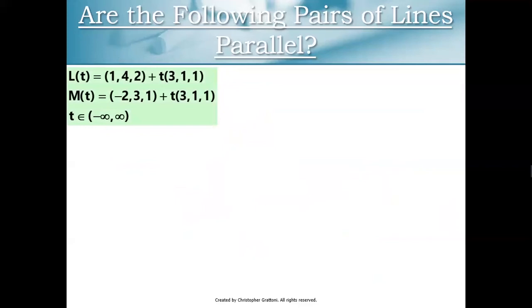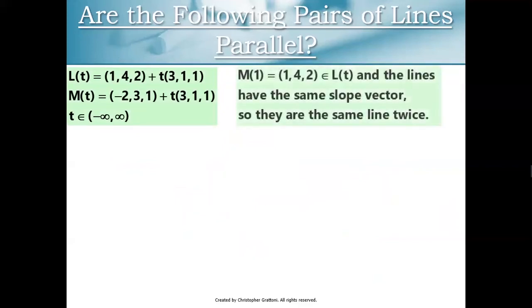Here's another one. I've kept the slope vectors the same, but I've changed my starting points up a little bit. And in this case, you actually do get that these are the same line twice.